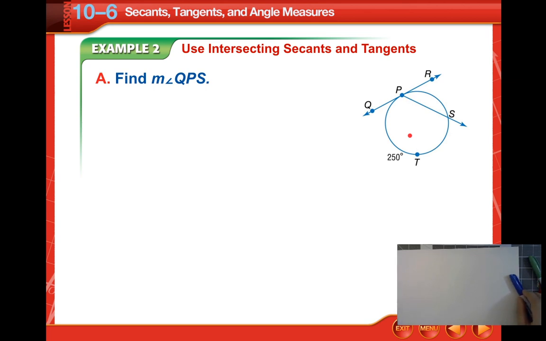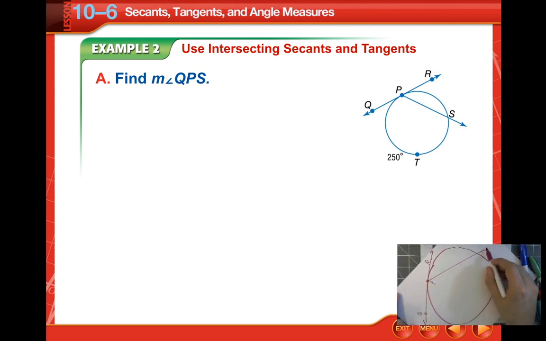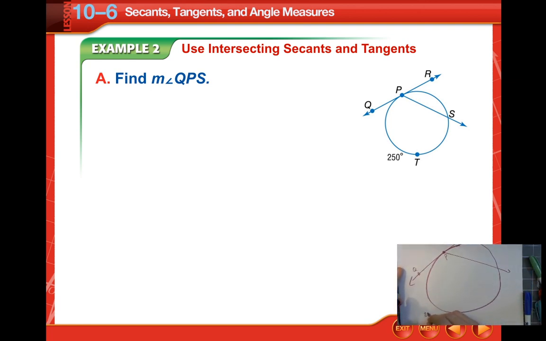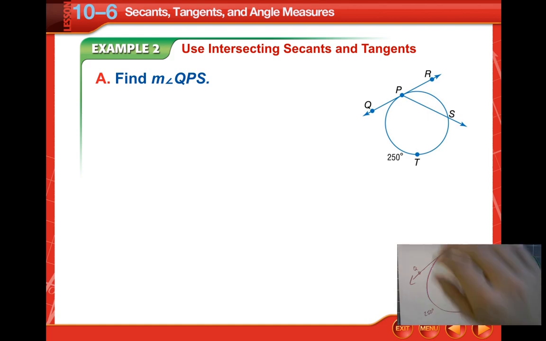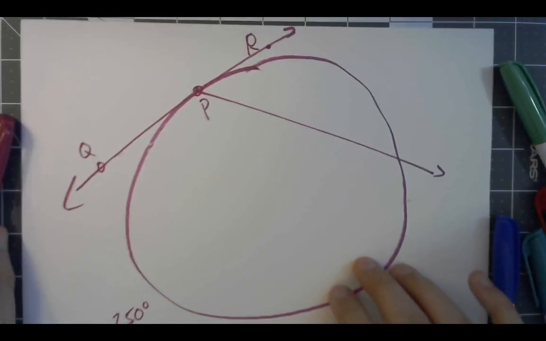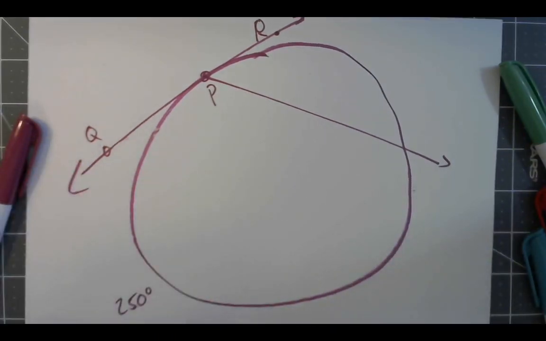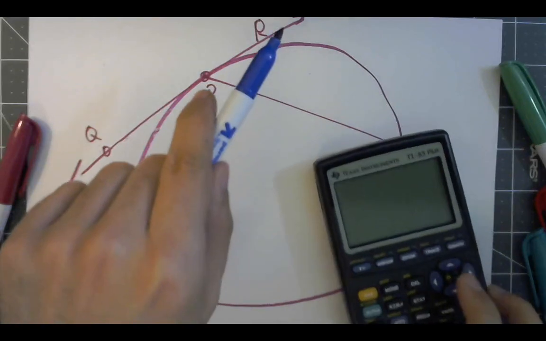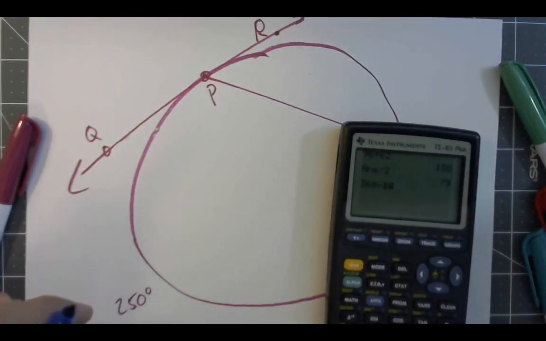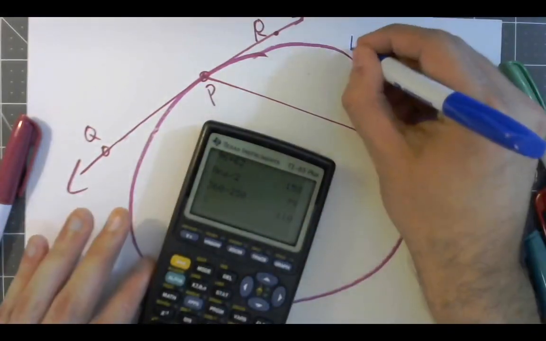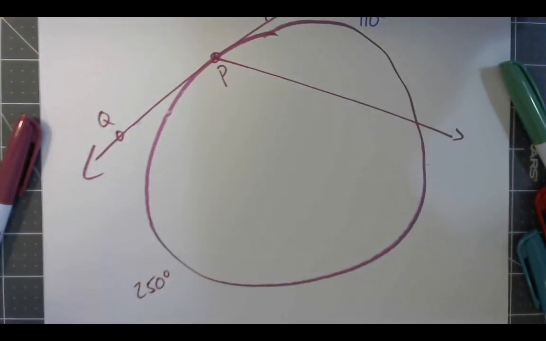So let's do this example. I'll draw it small down here. I'll draw it big down here, and we can dive into it. So we have secants and tangents. That's P. That's Q. That's R. And we're going to cut right through here. And this is 250 degrees. All right, so this is what we have so far. We know this is 250 degrees. And that means we also know what this is. This is going to make 360 minus 250. We get 110 degrees.